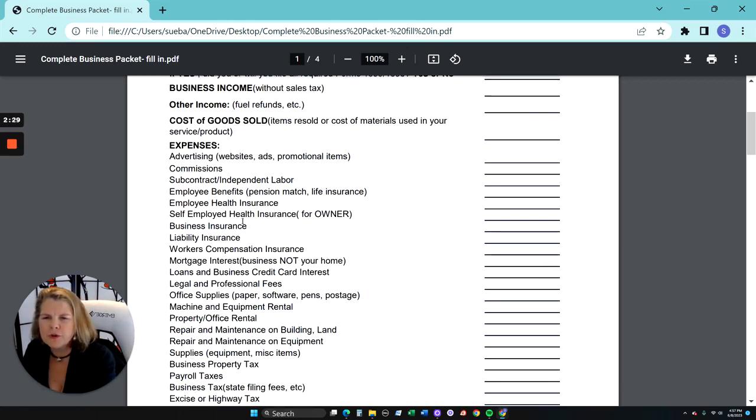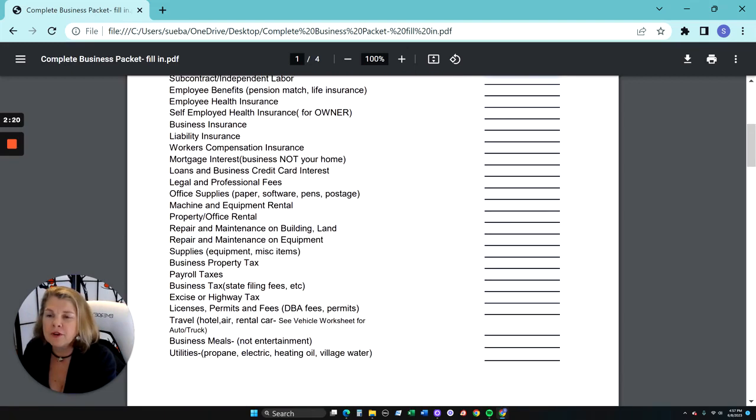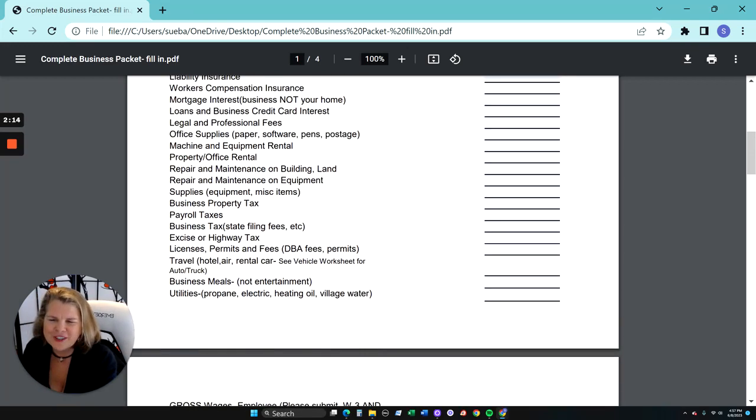So look through all of these types of expenses and make sure that they're on your work paper or on your profit and loss for your accountant. Otherwise, they're not going to get deducted because how would they know, right? So keep looking down this, and this worksheet is also going to be in the comments for you below.